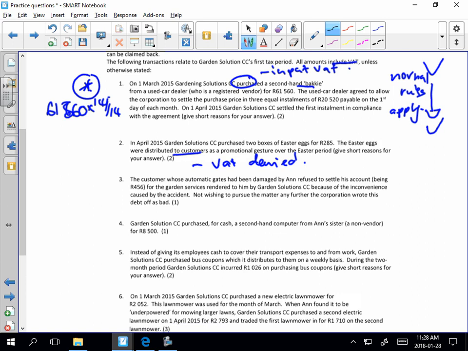All right. Let me go back to our rake scenario. So remember, I took two rakes. I gave them away to clients. When I give them away to clients, is that a deemed sale? Okay. At what value?